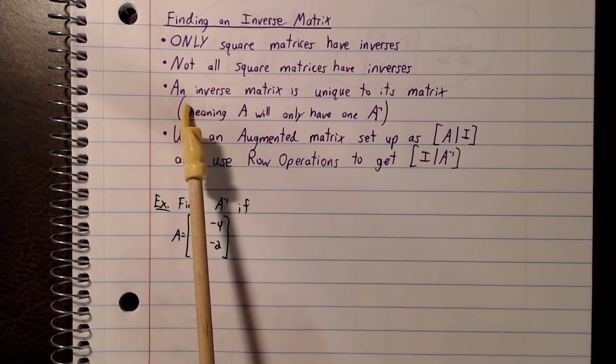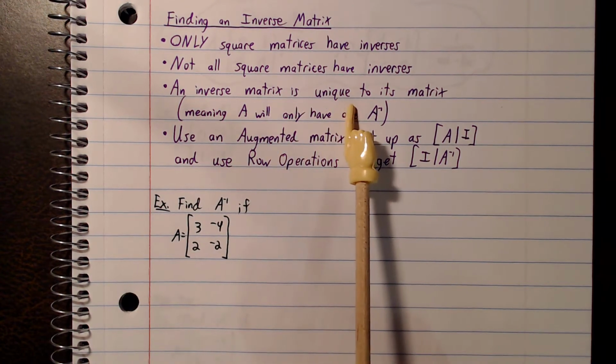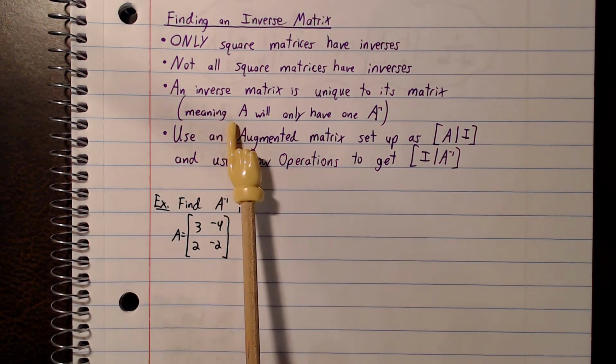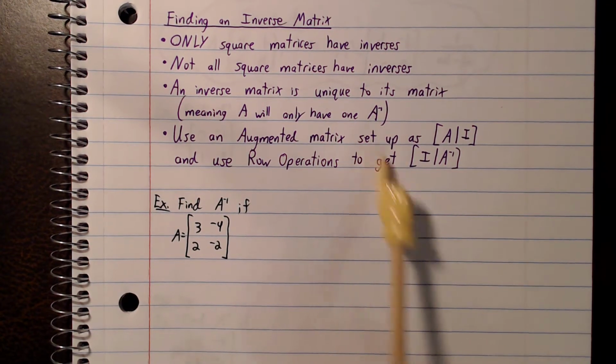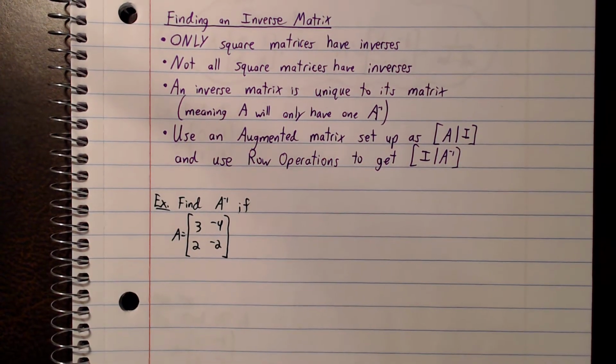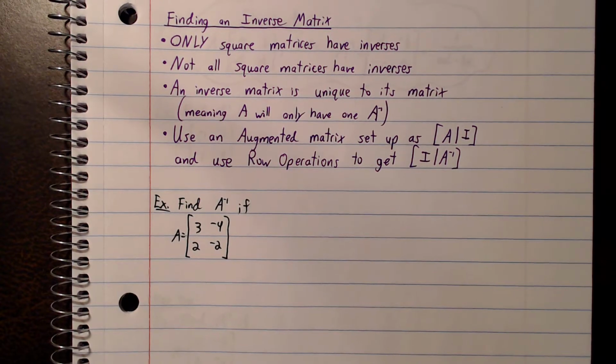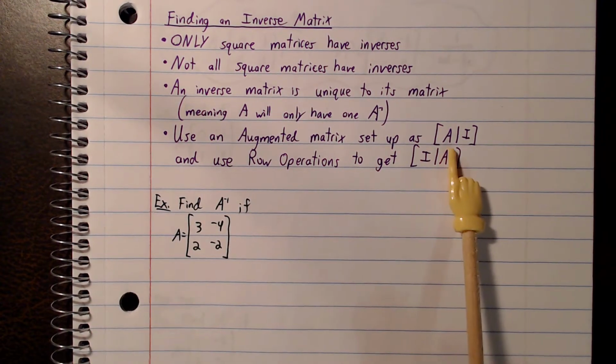Then we see this, right? An inverse matrix is unique to its matrix. That means basically that A will only have one inverse. I'm not going to come up with two mystery inverse matrices for one matrix. And then this is the general idea of how we solve them.